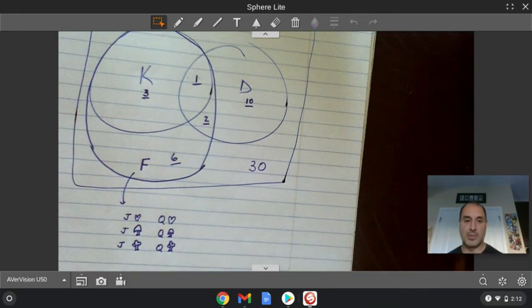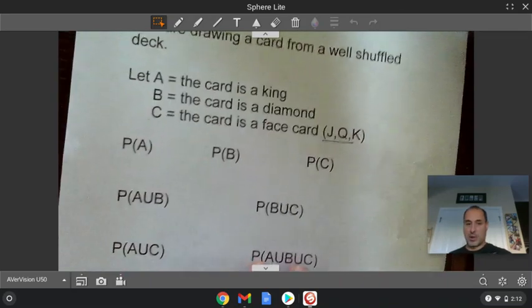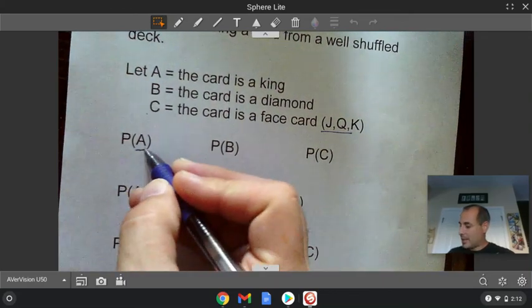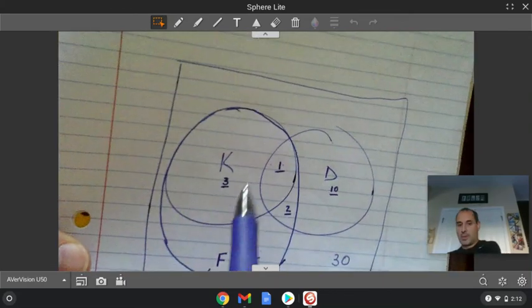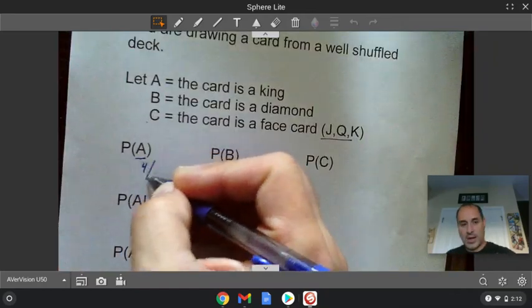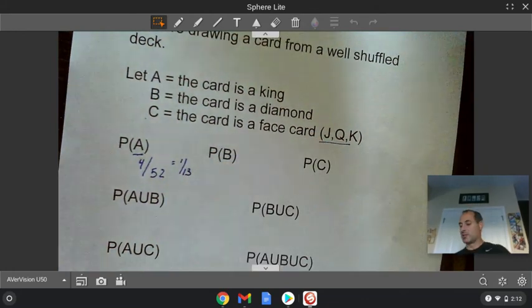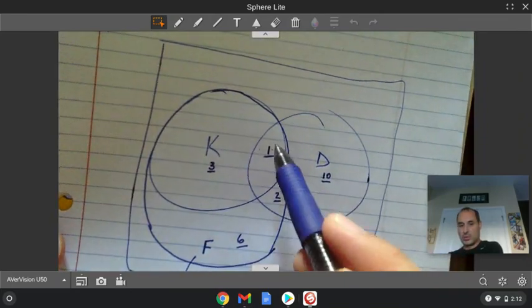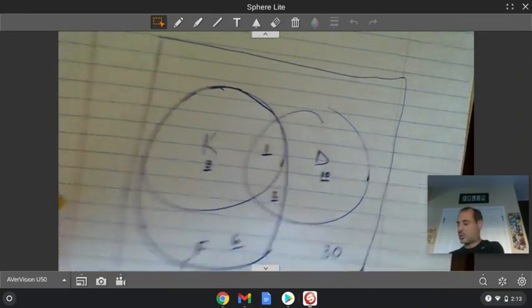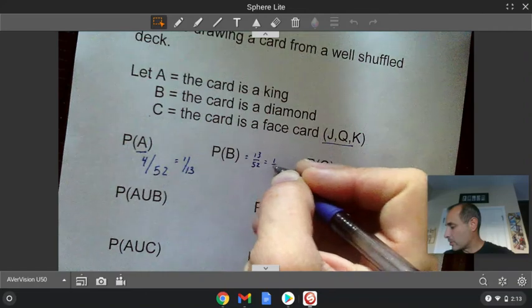Now you'll notice that this time around, instead of listing probabilities, I listed counts, right? No big deal. So the probability that the card is a king. A, king. Well, king is just my K circle. So there are 4 cards that are kings. So that would be 4 out of 52 or 1/13. The probability the card is a diamond. Diamond is the D circle, 10, 11, 13, 13 out of 52, which is 1/4.